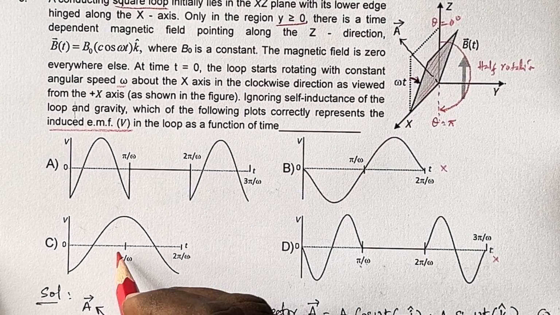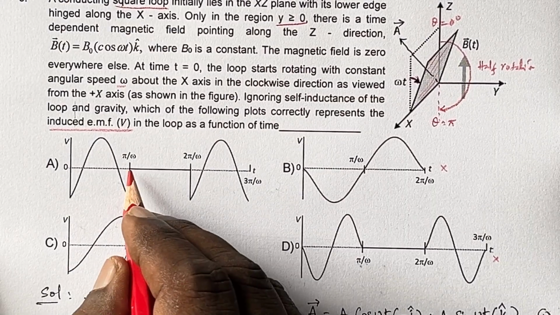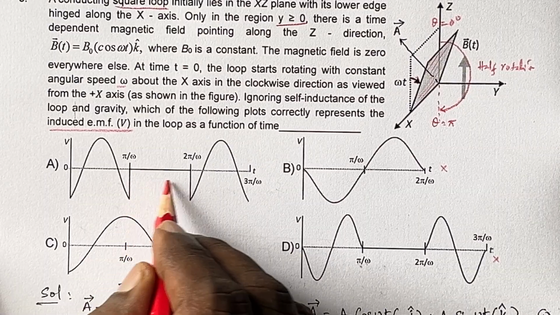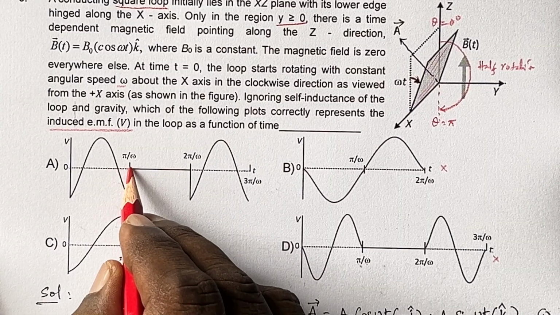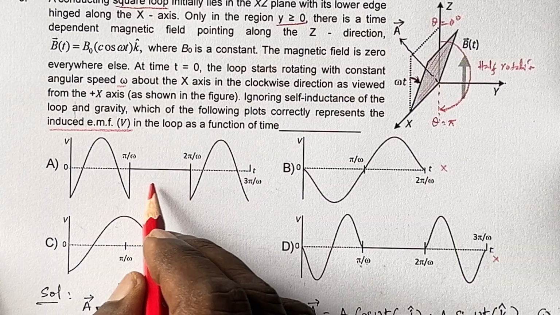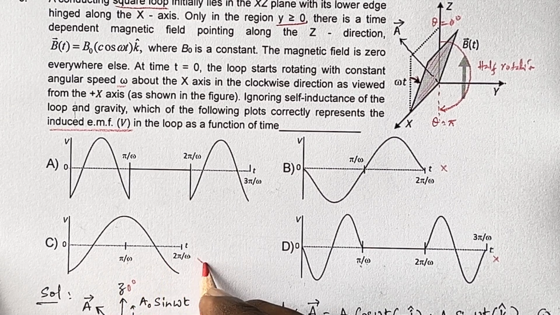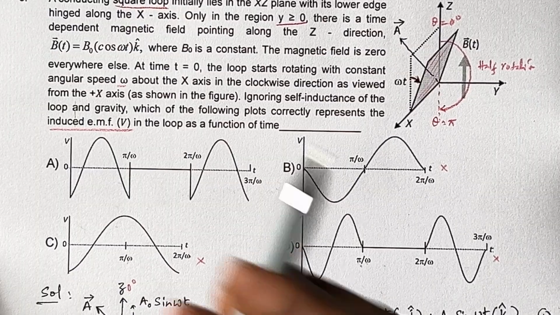When does the magnetic field become 0? From t is equal to pi by omega to 2 pi by omega there is no magnetic field, which means there is no induced EMF. So from pi by omega to 2 pi by omega, there shall be no EMF. Here they are showing EMF between pi by omega and 2 pi by omega, so this is also the wrong graph. So our answer is option A.